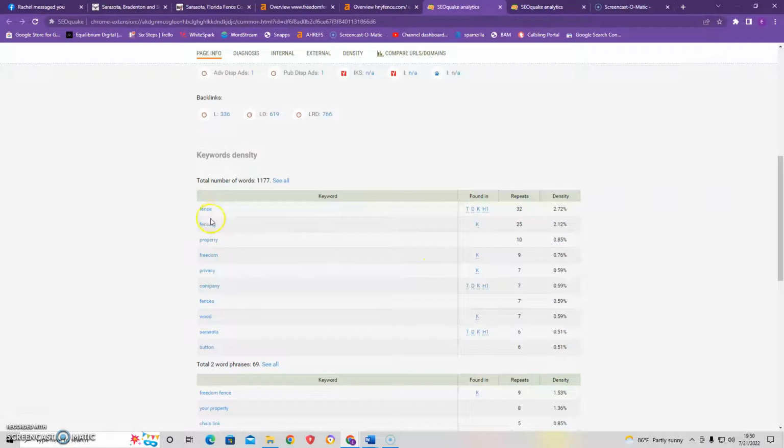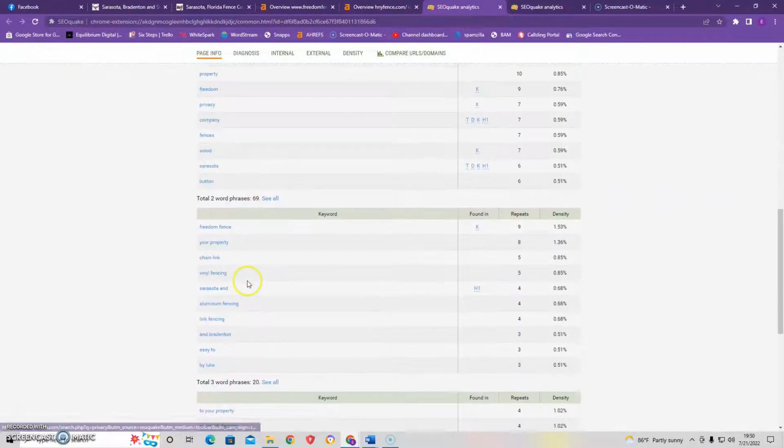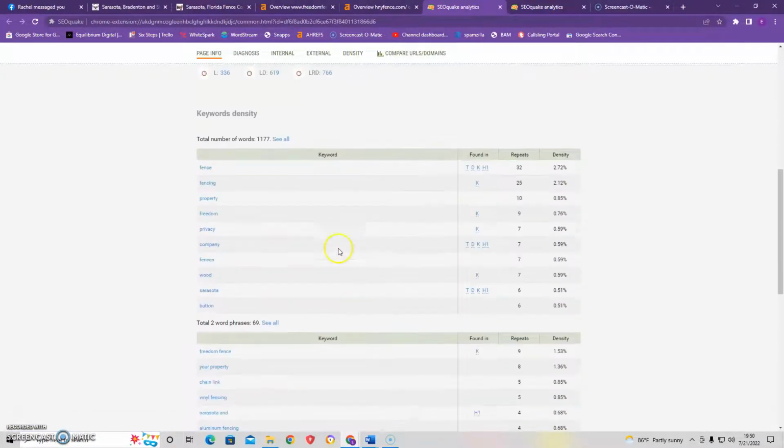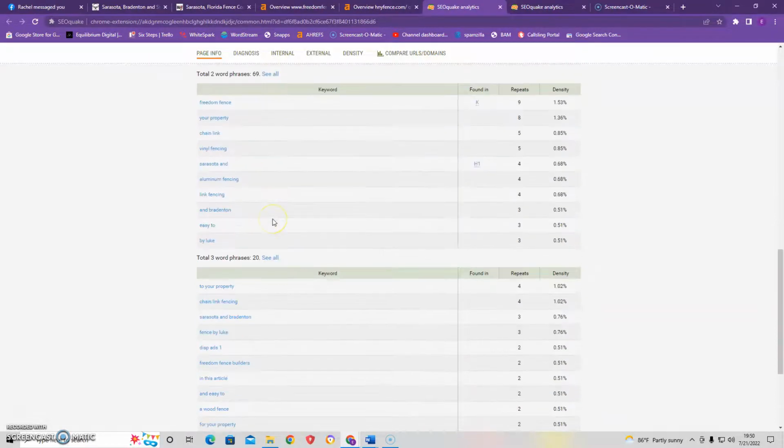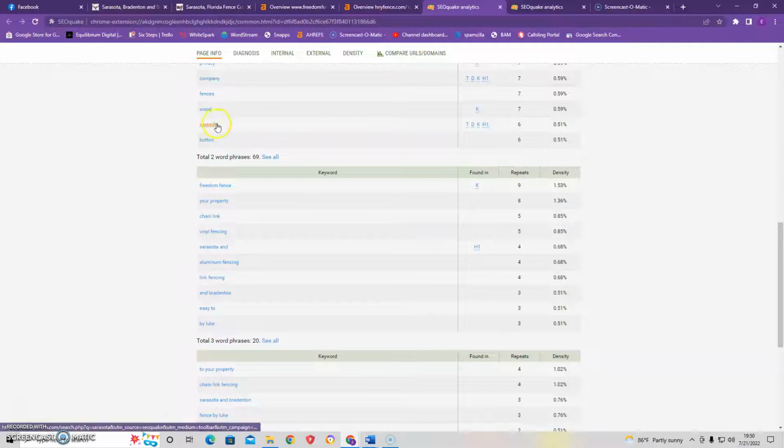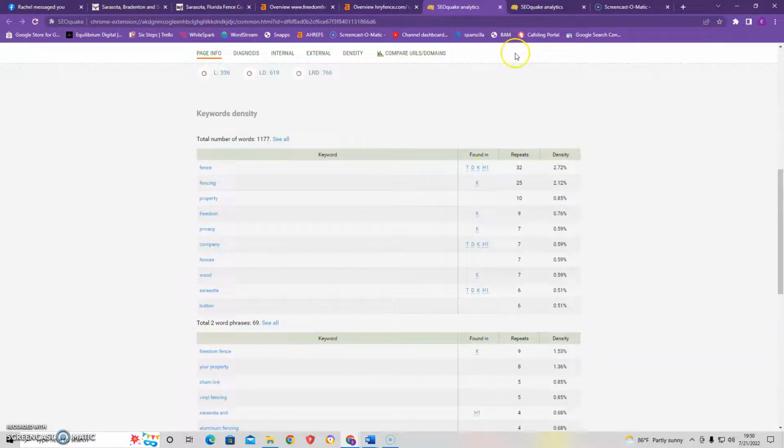Now, if we look at yours, you have Fence, Fencing, Property, Freedom, Freedom Fence. So you don't have Sarasota or Company in there. Well, you have Company 7 times, but you don't have Sarasota that many times. It's right here at 6 times. So if you had it more times, then it would be able to be found easier.